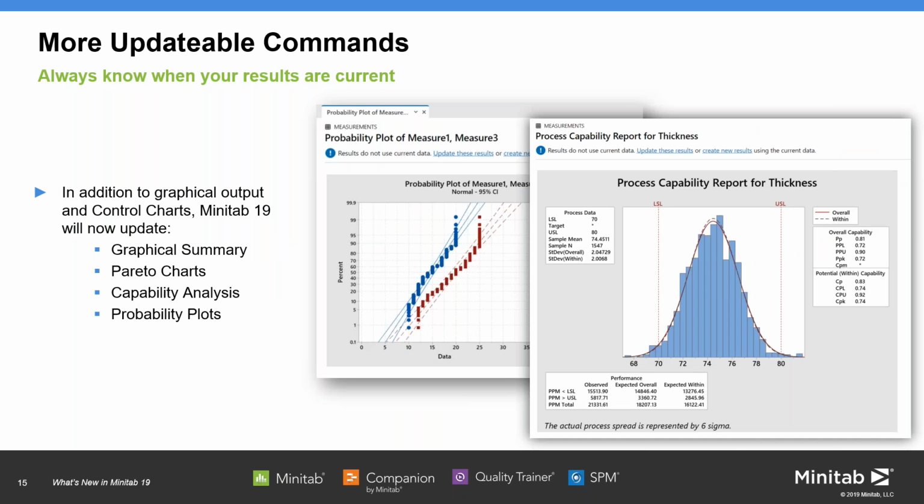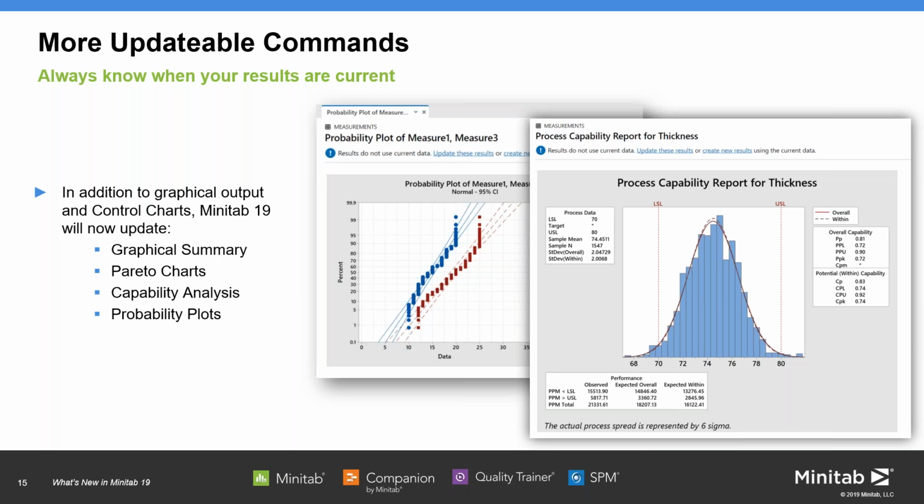So one improvement that I think is really nice is having more updatable commands. So in release 18, you were always able to update your control charts or simple graphs. And the rule of thumb we would tell users is that, well, if it was a graph that had a lot of statistical output on it, you couldn't update that. That's no longer true. So what we've done is we've started with these 4 up here, but the goal is eventually we'll be able to update everything.